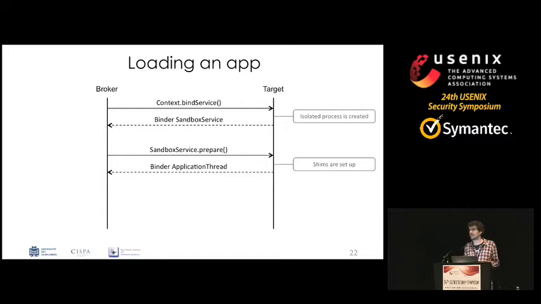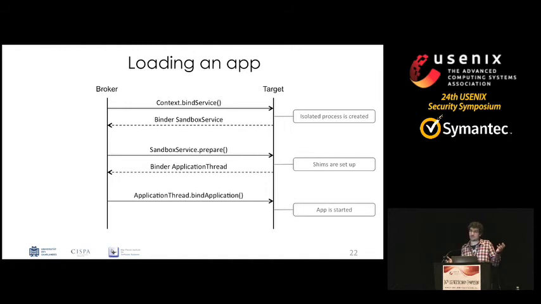And the application thread is Android's main interface to communicate with apps. So the system uses the application thread interface to deliver an intent or tell an app to start an activity. And we leverage that very same interface to tell our target process to load or bind an application. And that is a function that is provided by the Android framework. And we just give it the app that we want to start. And when that call returns, our untrusted application is running within the target process.